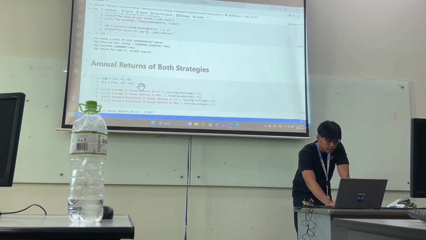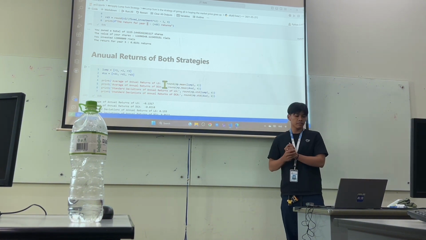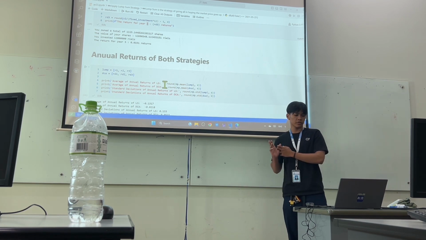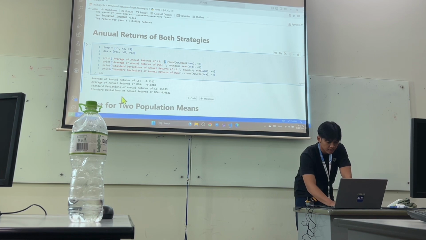And the annual return of both strategies. In this case, we need to find the mean and the standard deviation to use in hypothesis testing. And this is the result of our mean and standard deviation.